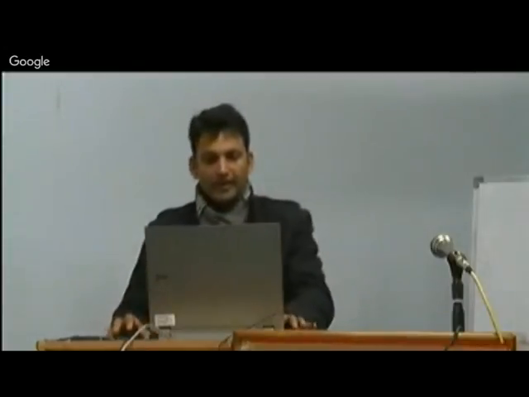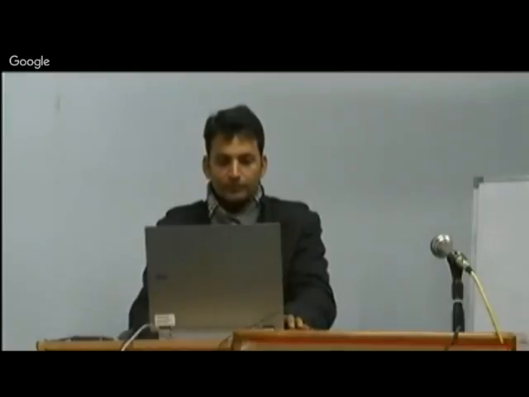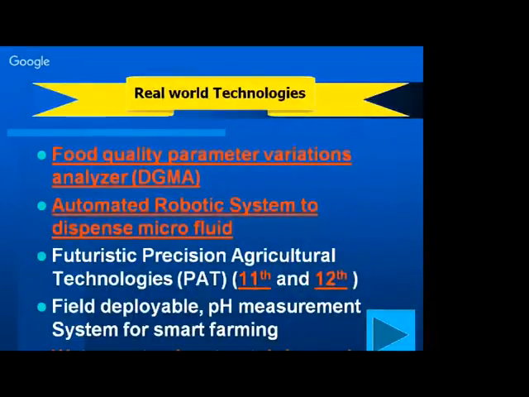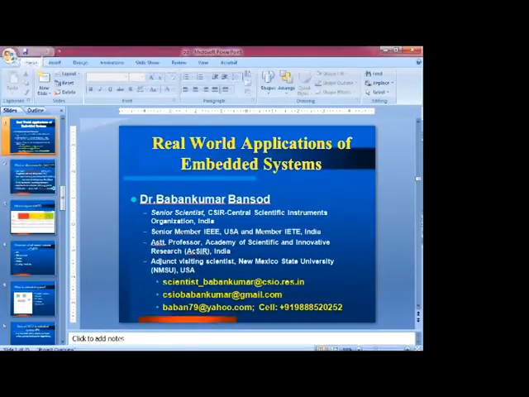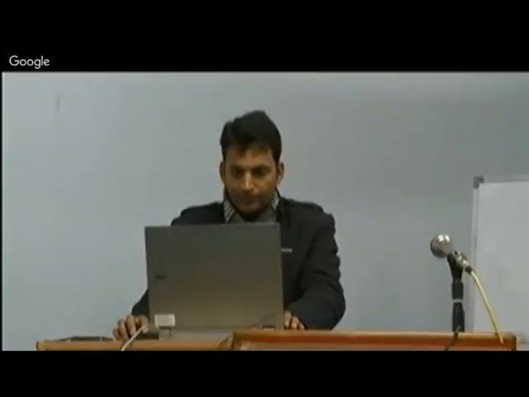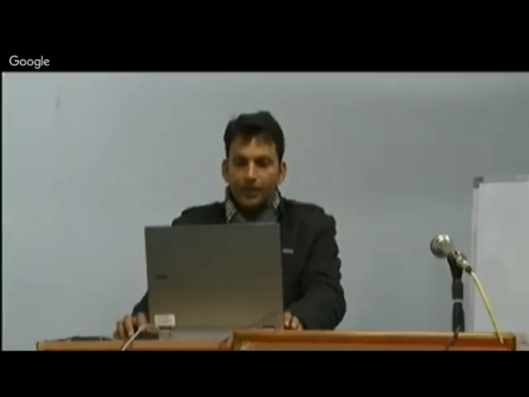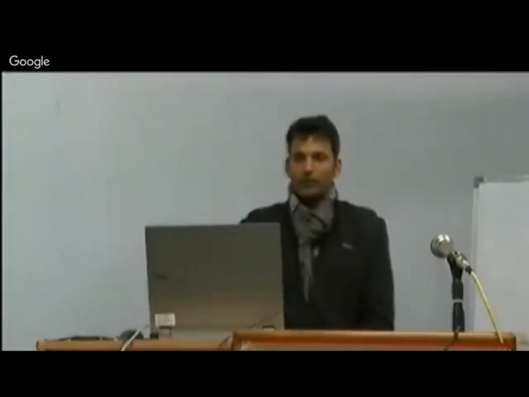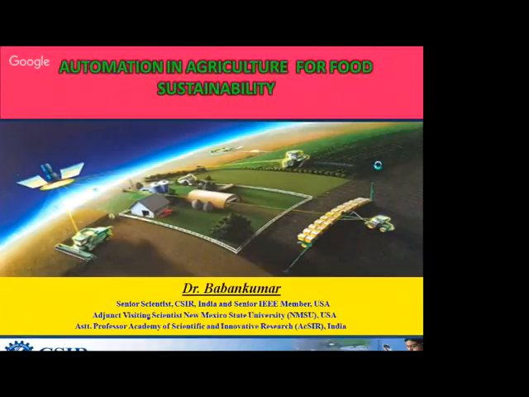Now, these were the important applications. And the real world technologies we'll be talking about today are about food quality parameter variations. Now I'll come to those real world applications. So I'll switch over to another slide here. Yeah, so we started with this, and today what we are going to see is the real world application, industrial applications in the areas of farming, or you can say food sustainability.